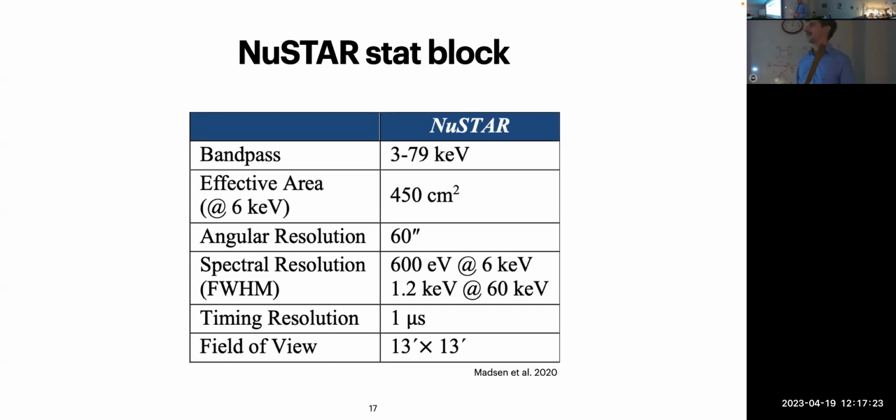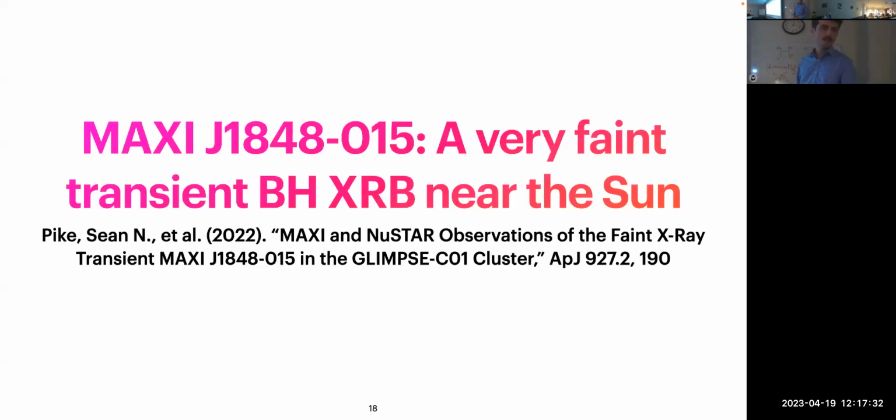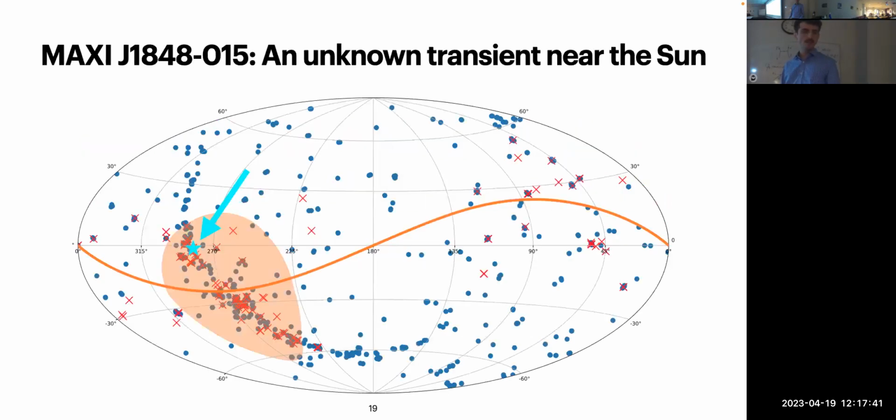So now I'm going to talk about a couple of sources that I've studied using NuSTAR and what we can learn from them. The first I'm going to talk about is MAXI J1848-015. This is a black hole X-ray transient. It was around Christmas 2020. I was just about to go on vacation, and this thing went off in the sky. It was detected by MAXI, the Monitor of All-sky X-ray Image, an all-sky X-ray telescope on the International Space Station, and it detected a new X-ray transient right around here in the sky.